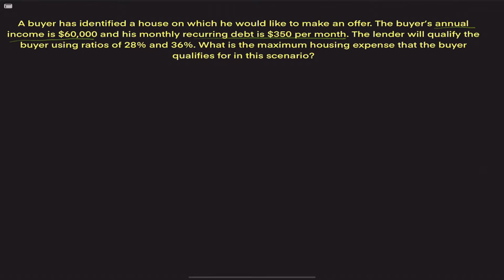The lender will qualify the buyer using 2836 ratios, and when the lender looks at you, they believe that your housing expense should not exceed 28% of your monthly income, and that your total debt should not exceed 36% of your total income. And now we finally get to the question. What is the maximum housing expense that the buyer qualifies for in this scenario?